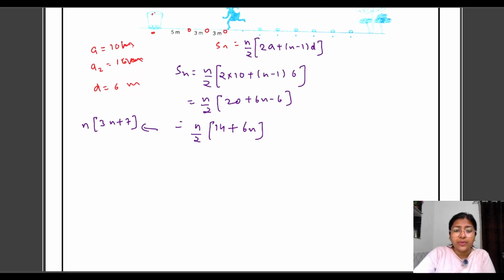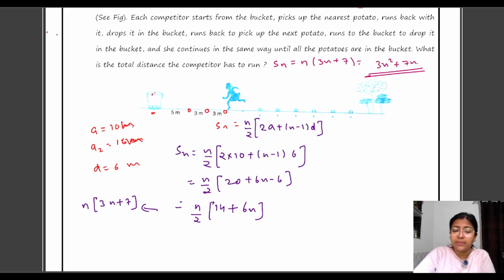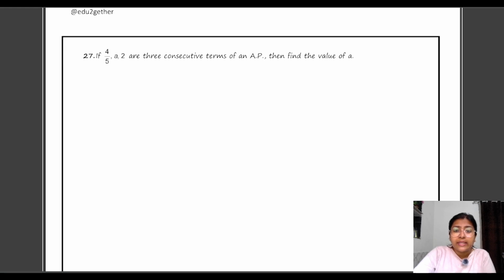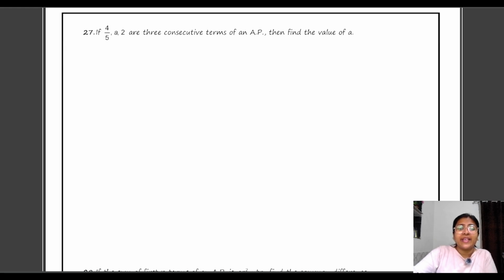Now see the next question. Any doubt? Very easy question. If 3 consecutive terms of an AP are given, we need to find the value of n. We know the relation that if the 3 terms are A1, A2 and A3, the sum of the first and the third term is equal to twice the second term. This is the relation we already know.